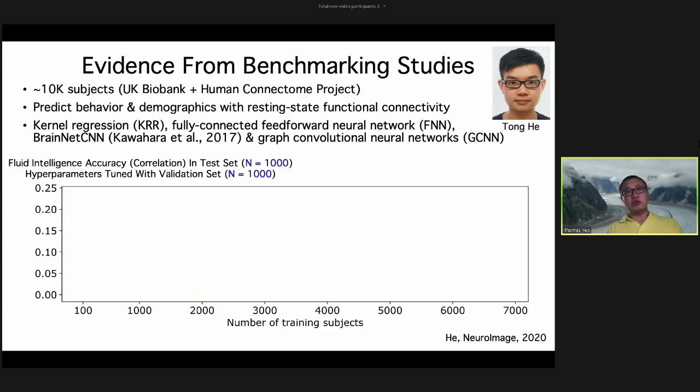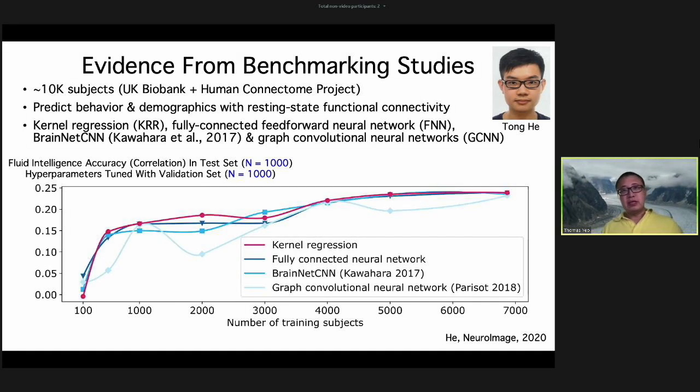He Tong then varied the number of training subjects from 100 to 7,000. X-axis is the number of training subjects. Y-axis is the fluid intelligence accuracy in the test set. He found that as the number of training subjects increase, the prediction performance keeps increasing. However, there's basically no difference between kernel regression and the other 3 deep learning approaches. Overall, this is quite surprising because BrainNetCNN and graph convolutional neural network should be great for connectomics data. But we found that the generic fully connected neural network and kernel regression perform just as well.